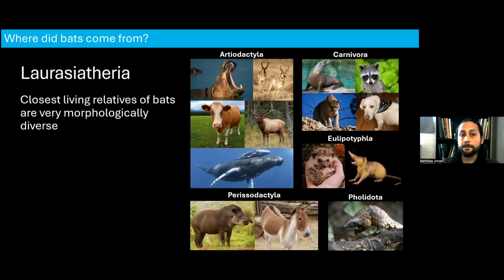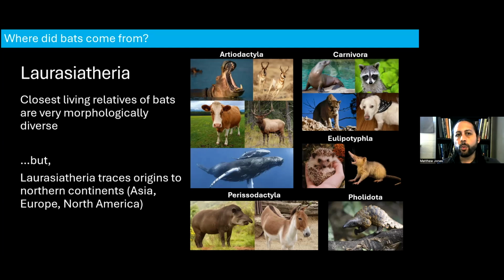where bats came from. But we are pretty certain that this group traces its origins to the northern continents. Those are Asia, Europe, and North America. And so this gives us a bit of a place to start if we're trying to understand what fossils or where to look for particular fossils that may be closely related to bats.